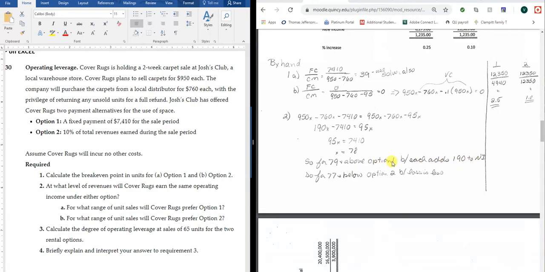So I have option 1, and if it's 77, I need option 2, because basically 77 and below, I need option 2. And if you can't see that, just plug the numbers into the equation. Calculate the degree of operating leverage.